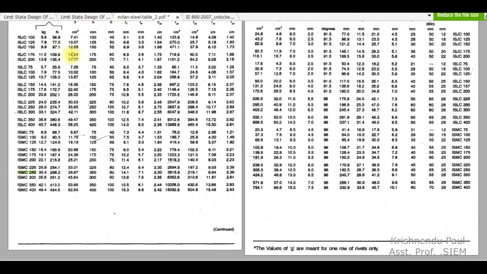So how can you verify whether it will be sufficient or not? For that you have to find the slenderness ratio of the built up column, and you have to use table 9 to find the actual design compressive strength of the column, and you have to multiply this actual design compressive strength with the area provided. So that will give you the actual load carrying capacity for this ISMC 250.